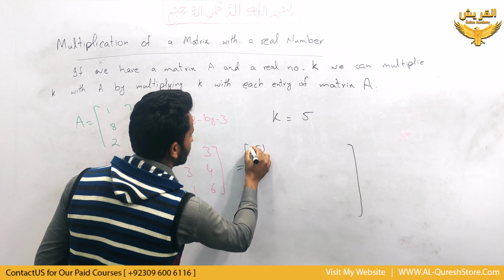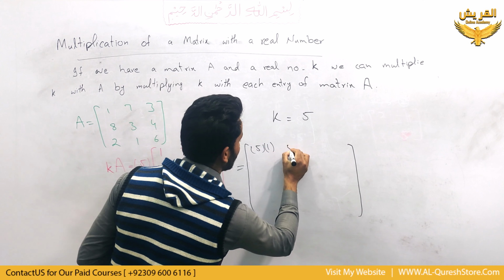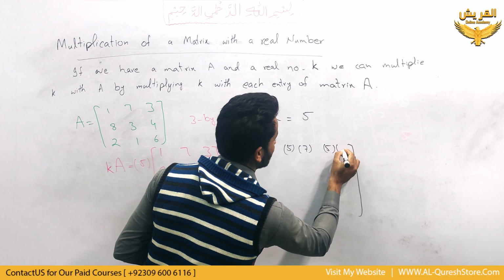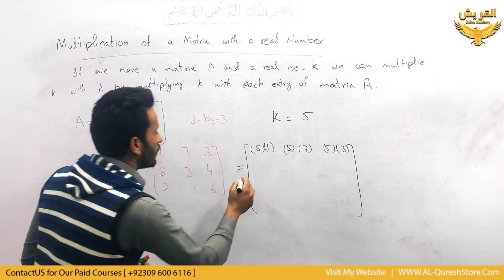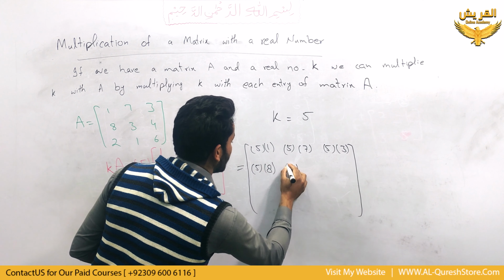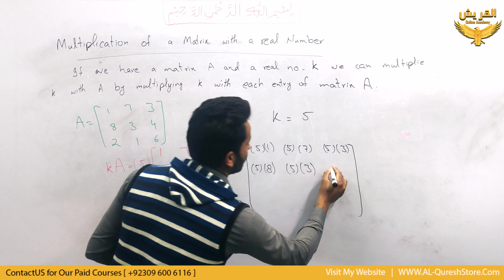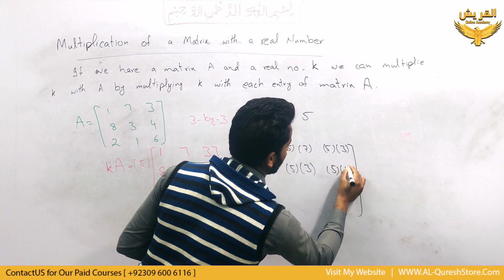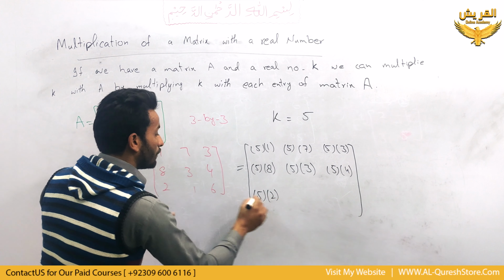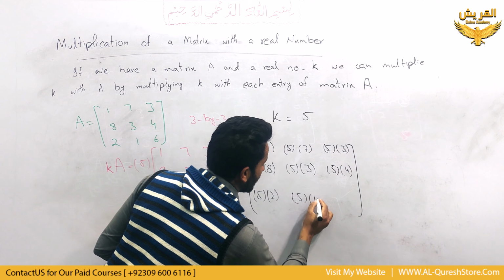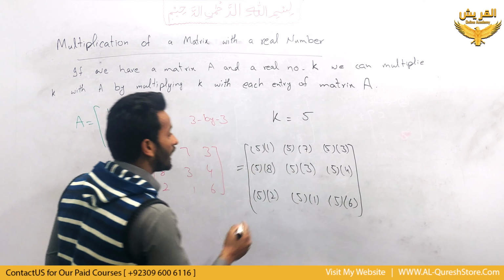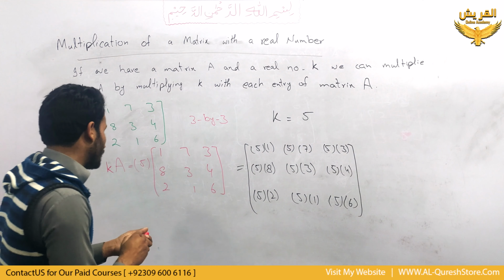Multiplying 5 initially with 1, then multiplying 5 with 7, multiplying 5 with 3. Next, multiplying 5 with 8, 5 with 3, 5 with 4. Next, multiply 5 with 2, multiply 5 with 1, and multiply 5 with 6. By multiplying them, we can get their answer.